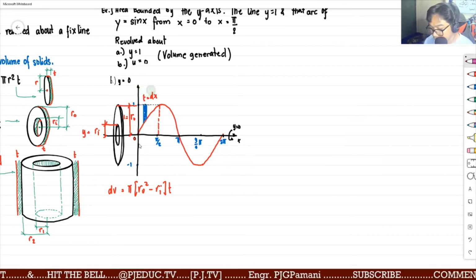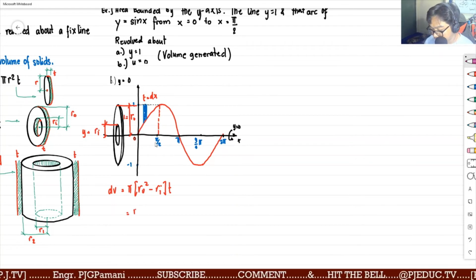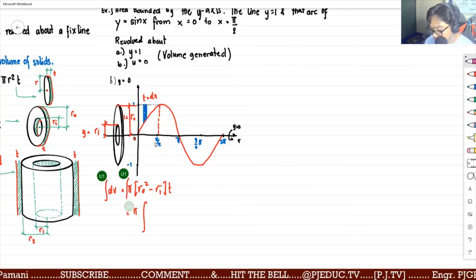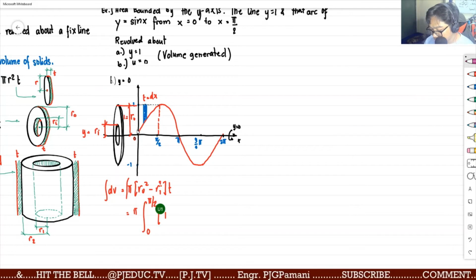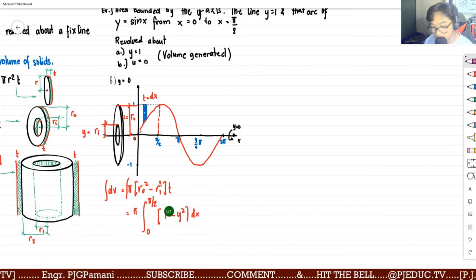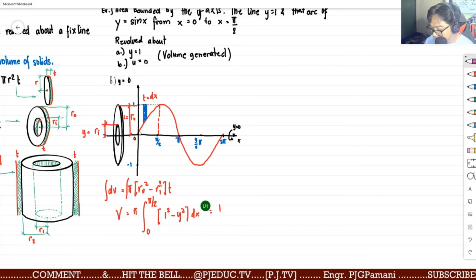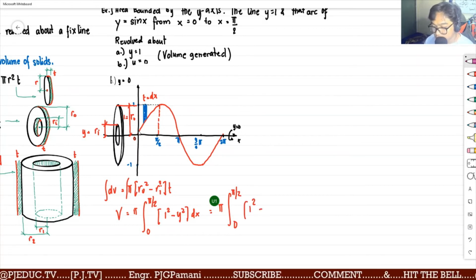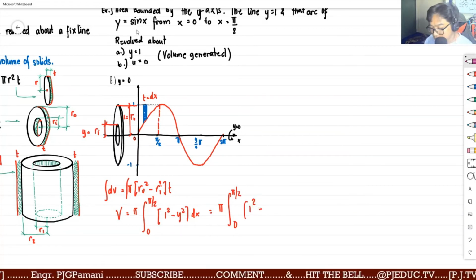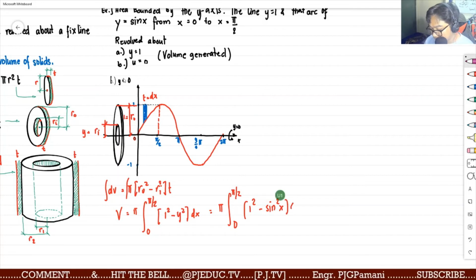Okay? Substitute lang natin. Again, ang limits natin from 0 to pi over 2. Outer radius is 1 squared minus inner radius is y squared dx. Substitute. In terms of x naman lahat. So, pi, integral from 0, that is 1 squared minus, ano yung y? Y is sine x. So, sine x squared or sine squared x dx.